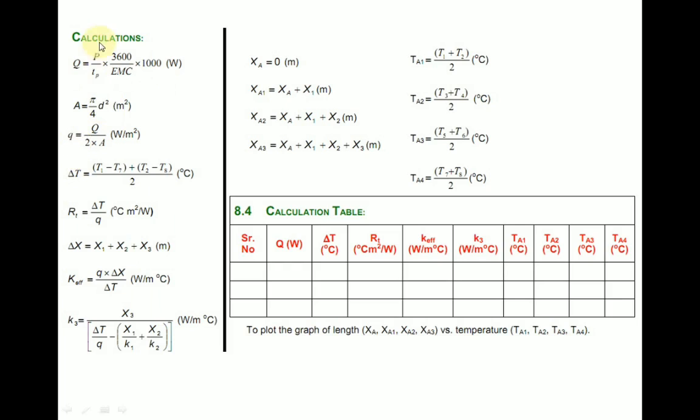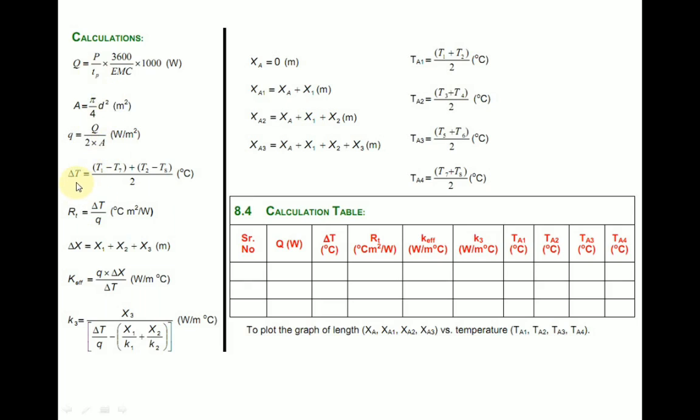Now what we are doing, we have divided this Q by 2. Why this 2? Because heat is flowing in both directions, that is the upward direction and the downward direction in the setup. But we need to find the value of Q in only one direction. So that's why we have divided by 2. So the equation becomes capital Q divided by 2 times area.